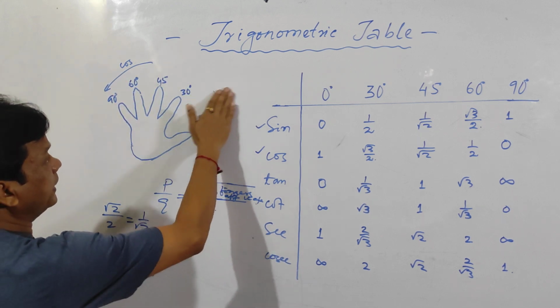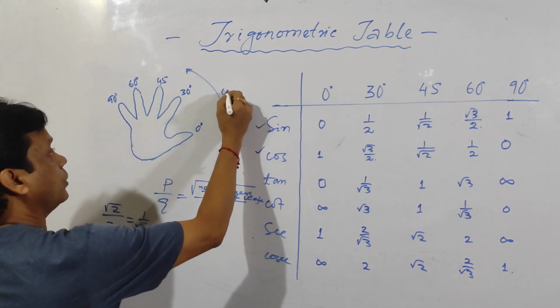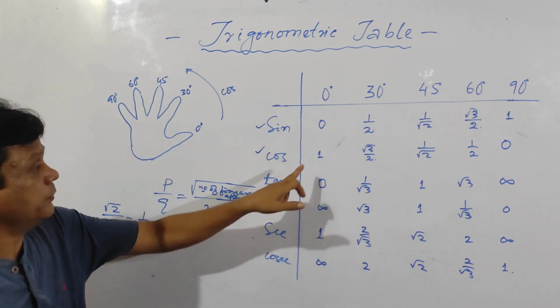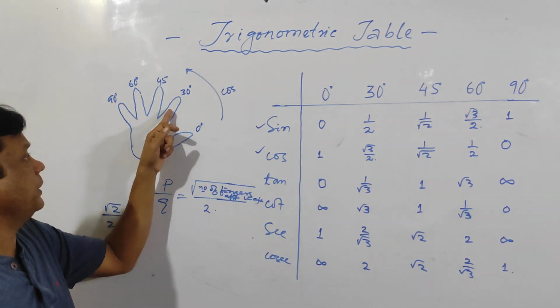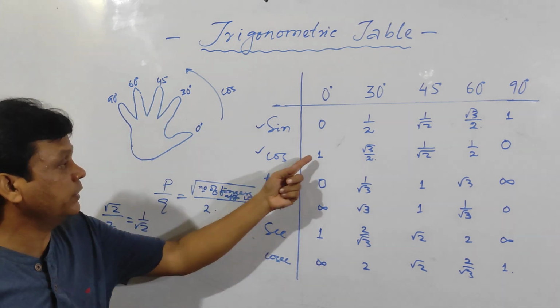So let us take the cosine function. For the cosine function, you are moving in this direction. After 0 degree, you are finding cos 0. After 0 degree, how many fingers are there? 4 fingers. So square root of 4 is 2. So 2 by 2, it is 1.